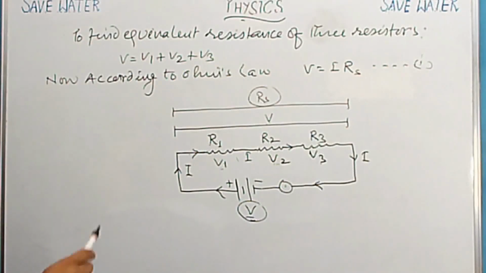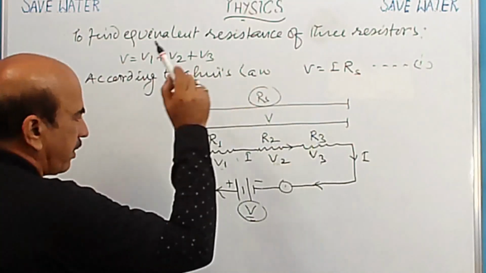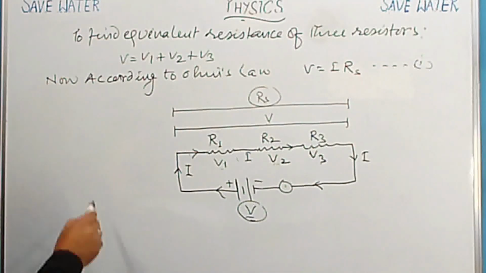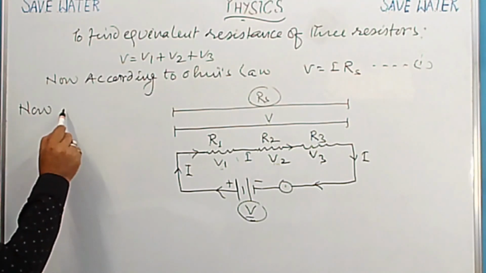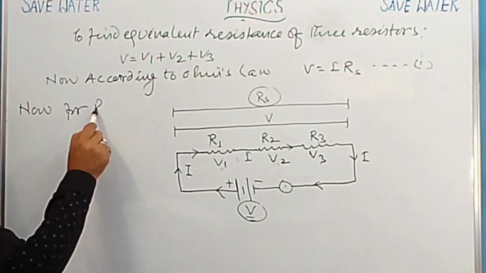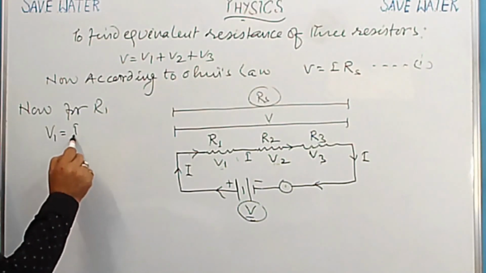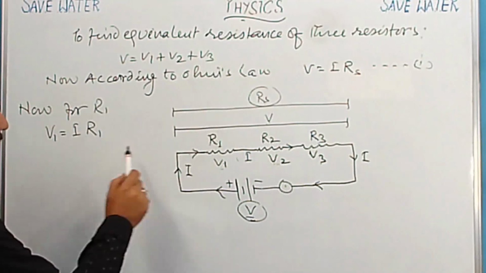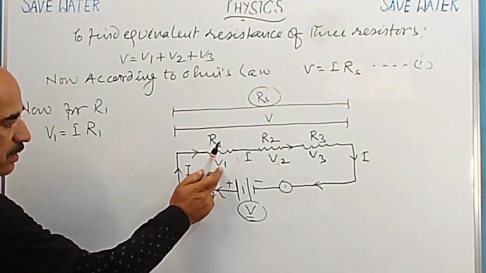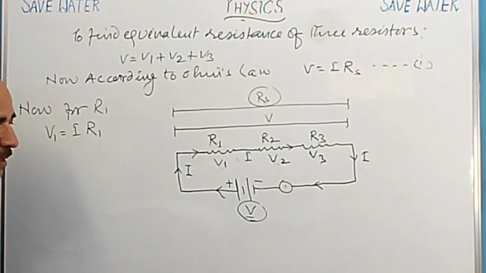Now, same way, Ohm's law is applied across R1, R2 and R3. R1 के लिए क्या होगा? Okay. So now Ohm's law for R1. ये क्या हो जाएगा? V1 is equal to I R1. Any problem here? According to Ohm's law, देखिए V1 because across it V1 is the potential difference, I is the current, same current है, R1 is the resistor.